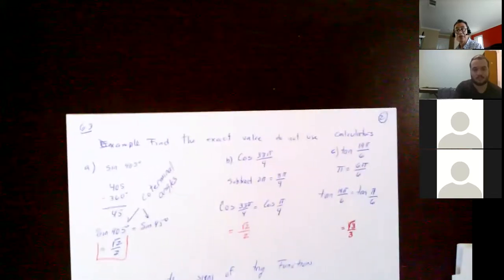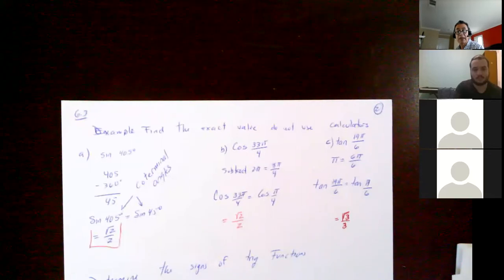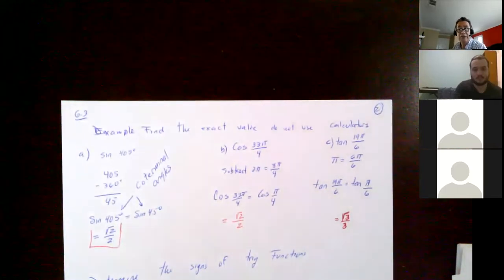So if we continue with B here, now it's given cosine of 33 pi over 4. Again, 33 pi over 4 is more than 2 pi. For any value less than 2 pi for the cosine and sine, either we can find it by using the unit circle, or we can find it by using the calculator in case that specific value is not on the unit circle. But we're going to apply the same method we applied for A. So notice 33 pi over 4 is more than 2 pi.